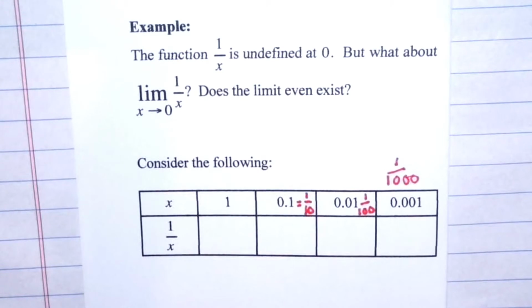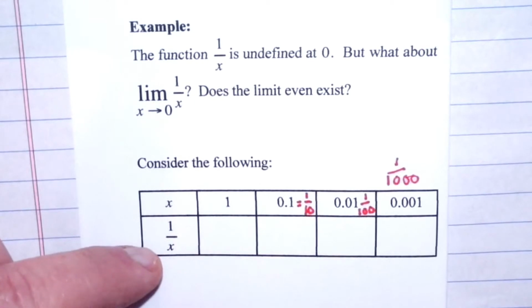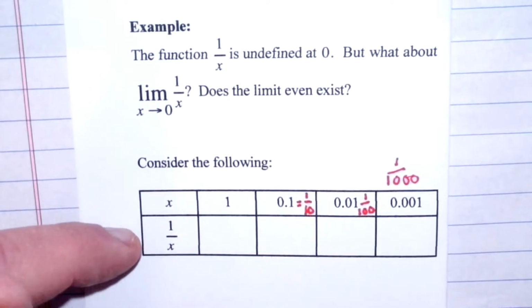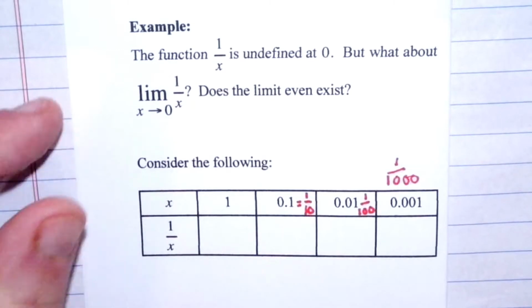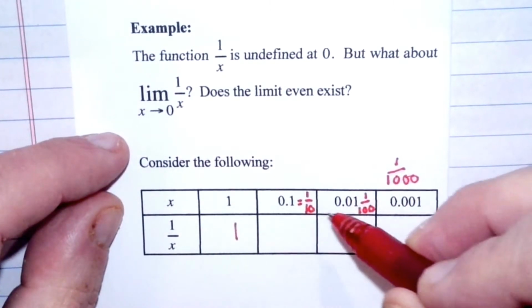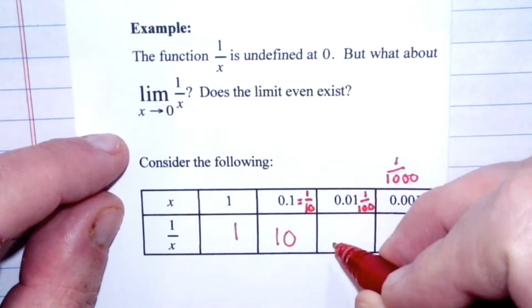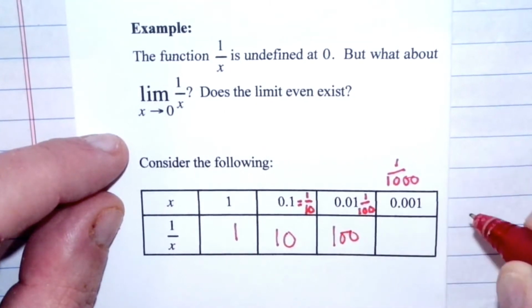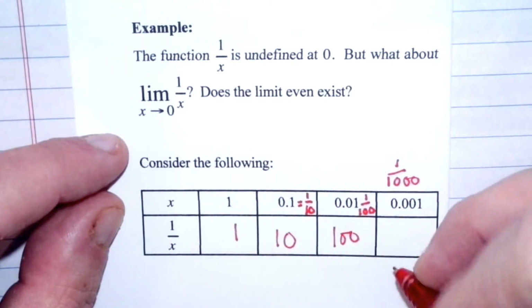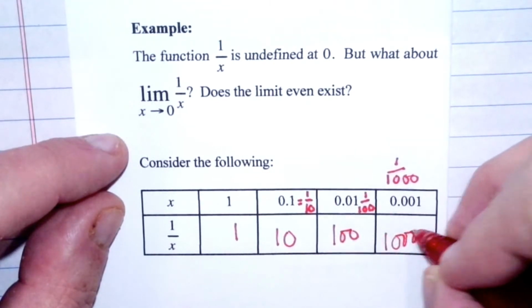Now, I did that to make the calculations a little bit easier. What we're doing here in filling out this row is just taking the reciprocal of the numbers up here. So the reciprocal of 1 is 1. The reciprocal of 1/10 is 10. The reciprocal of 1/100th is 100. And the reciprocal of 1/1000th is 1000.